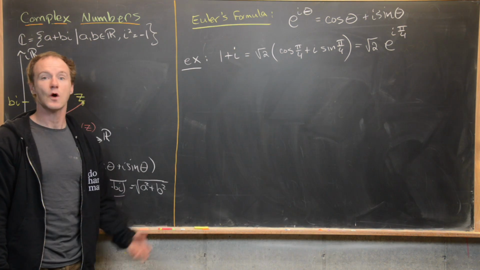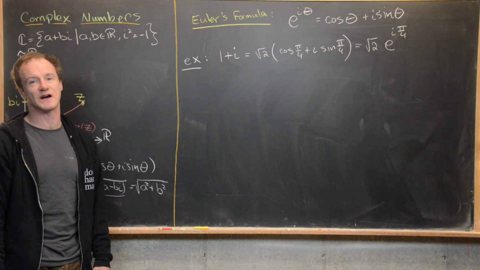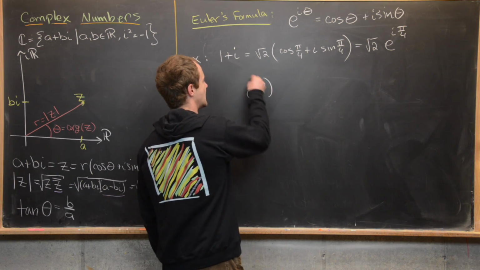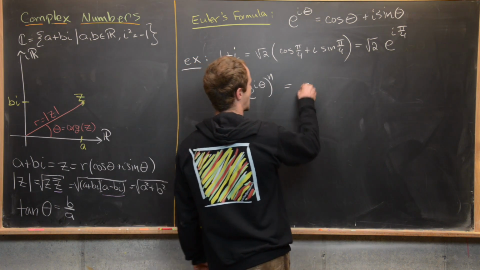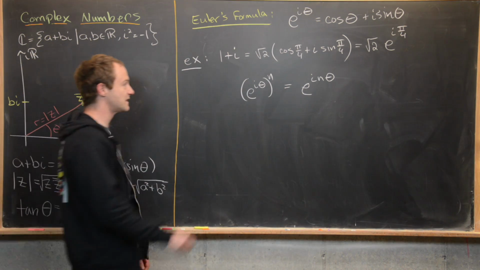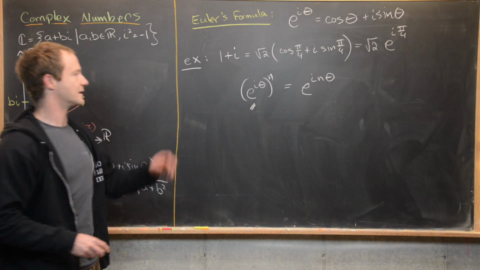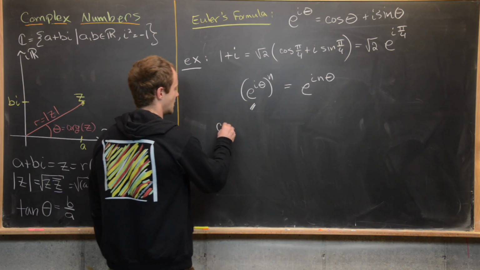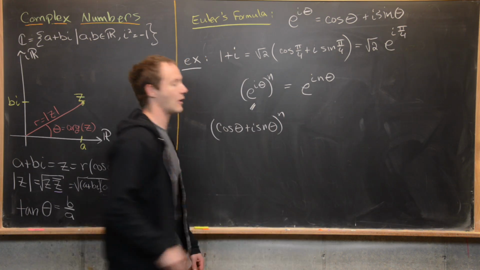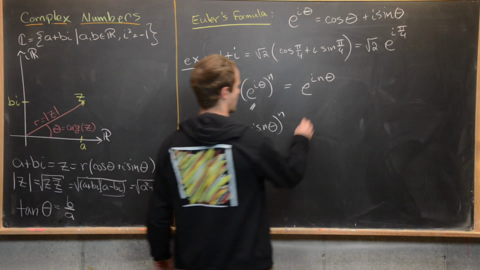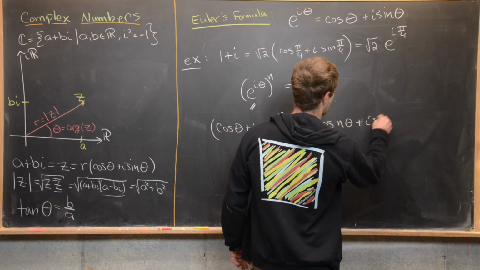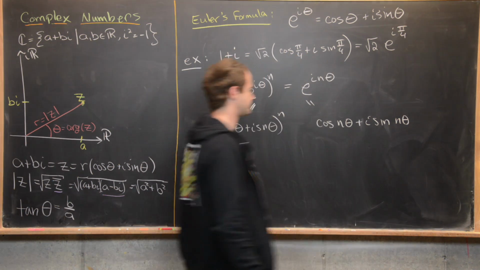using Euler's formula. Euler's formula is also a quick bridge to find some trig identities. Like for instance, if we take e to the i theta and we raise that to the nth power, by exponent rules, we know that that's e to the i n theta. But then, applying Euler's formula to both sides of this, we end up with cosine theta plus i sine theta, all to the nth power on the left-hand side. And then on the right-hand side, we end up with cosine of n theta plus i sine of n theta.